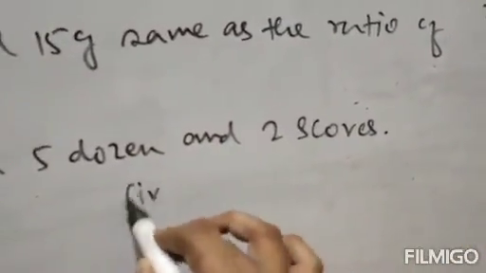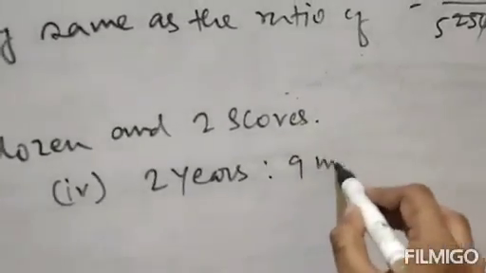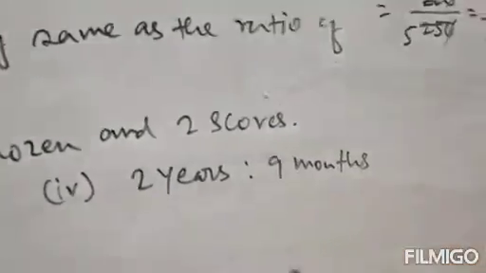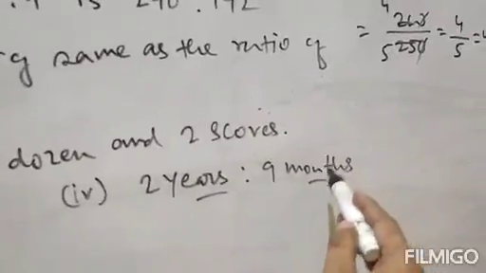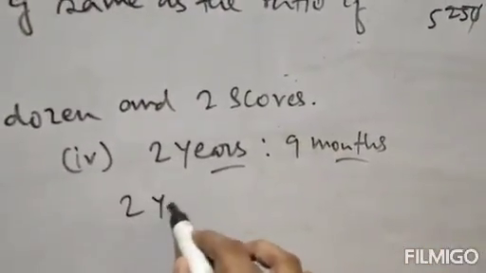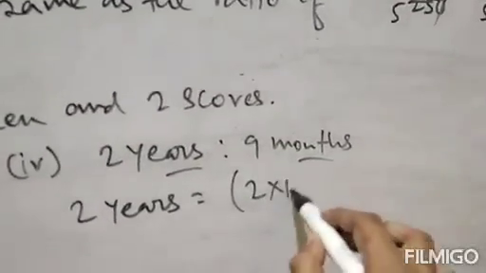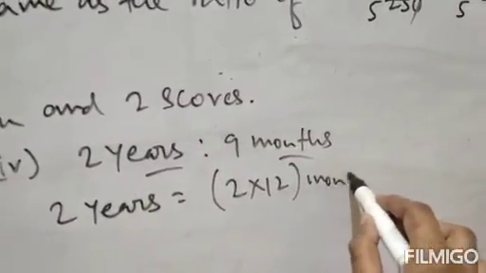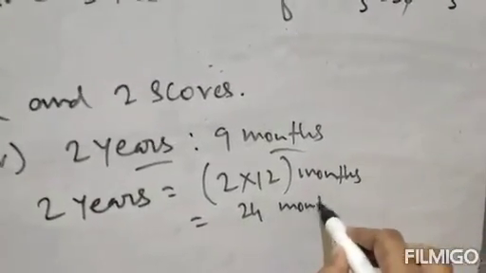Next, question number 4. 2 years is to 9 months. Here also the same problem. This is year, this is month. So first convert either month into year or year into month. 1 year means 12 months, so 2 years means 2 into 12 months. That means 24 months.